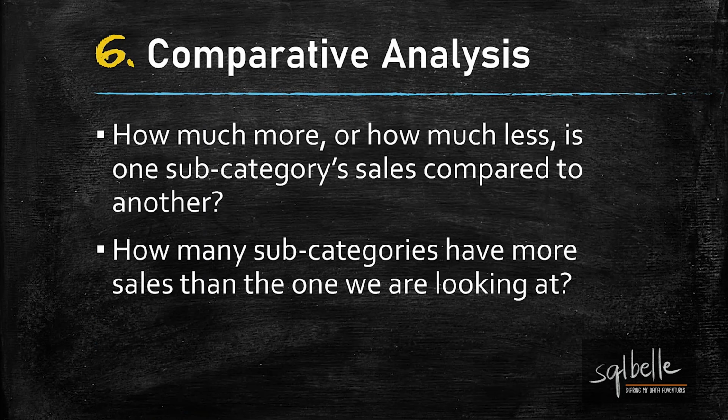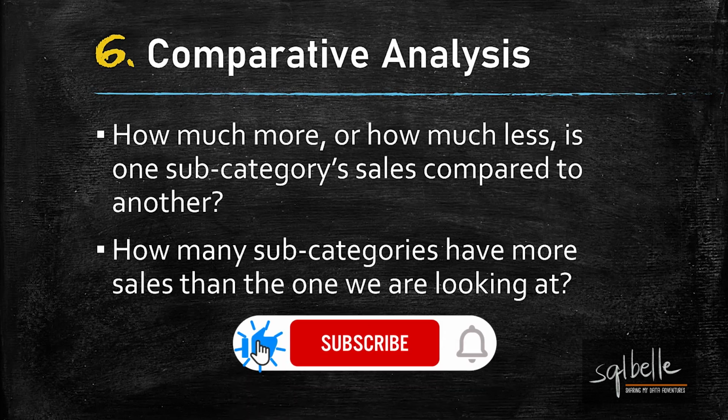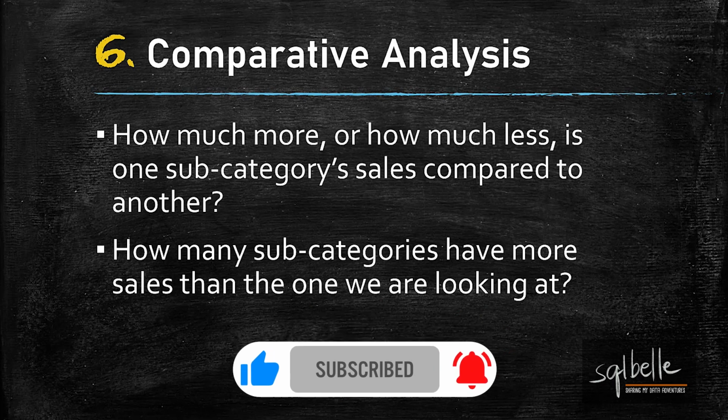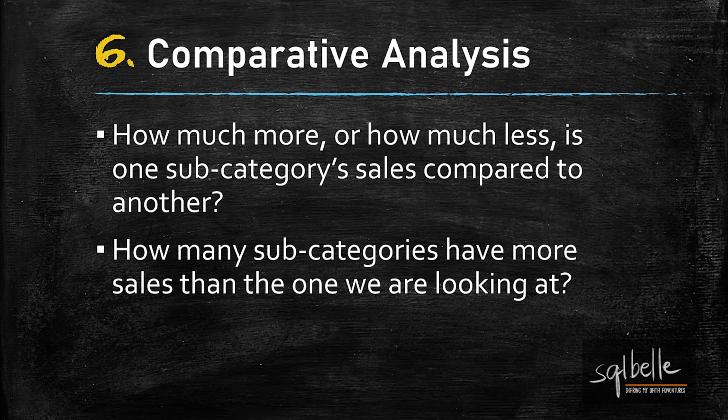Let's look at use case number 6, comparative analysis. This is a strategy we can employ when we want to compare a few data points and when we want to quantify the difference between data points. In this example, we will compare subcategory sales to each other. We will show how much more or how much less one subcategory sales is compared to another. We will also summarize how many subcategories overall have more sales than the one that we are looking at.